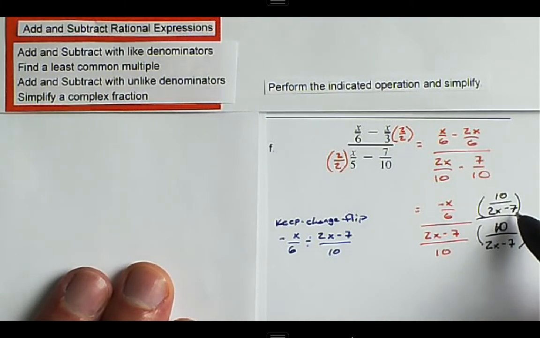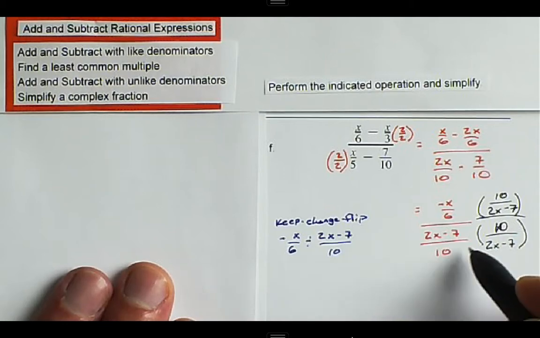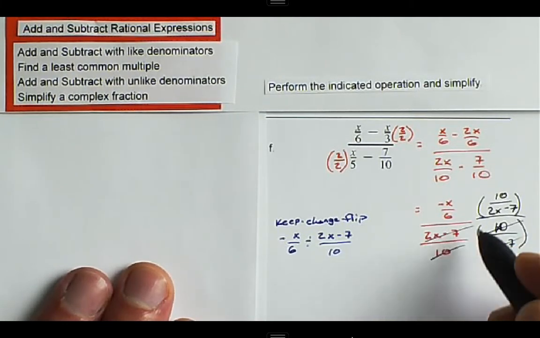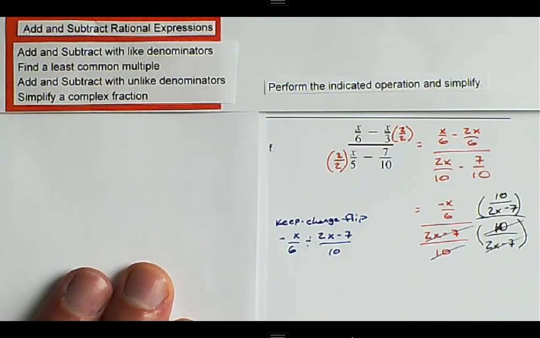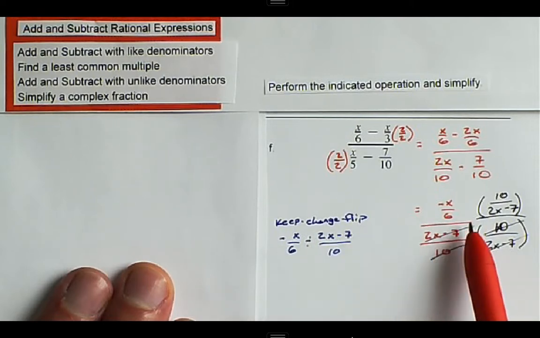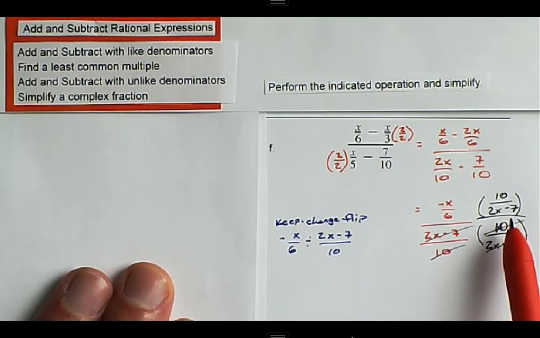10 over 2x minus 7 divided by 10 over 2x minus 7 is still 1. So we're not changing the value here. But the reason we did that is because now in the denominator, our 10 cancels our 10 and our 2x minus 7 cancels our 2x minus 7. So basically all we did was keep, change, flip. We kept the original fraction. We changed the sign, now the sign is going to be multiplication. And we flipped the dividing fraction.